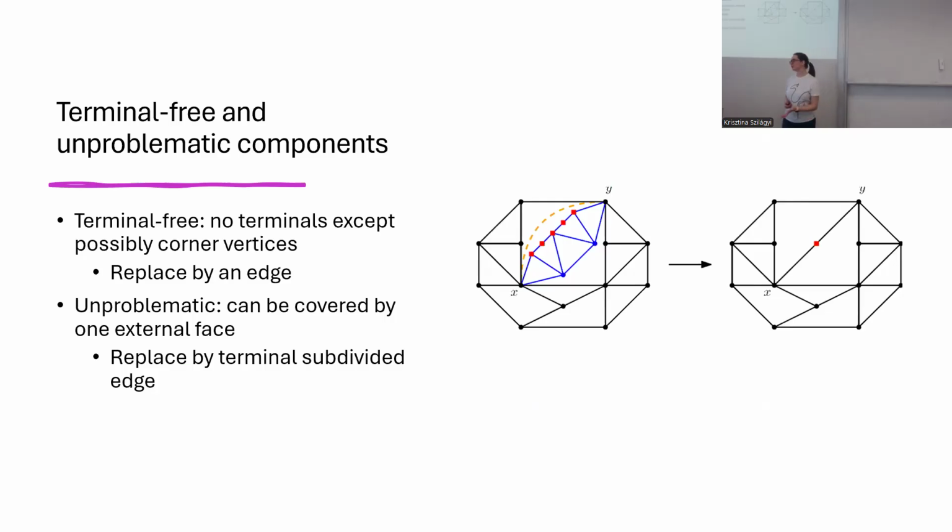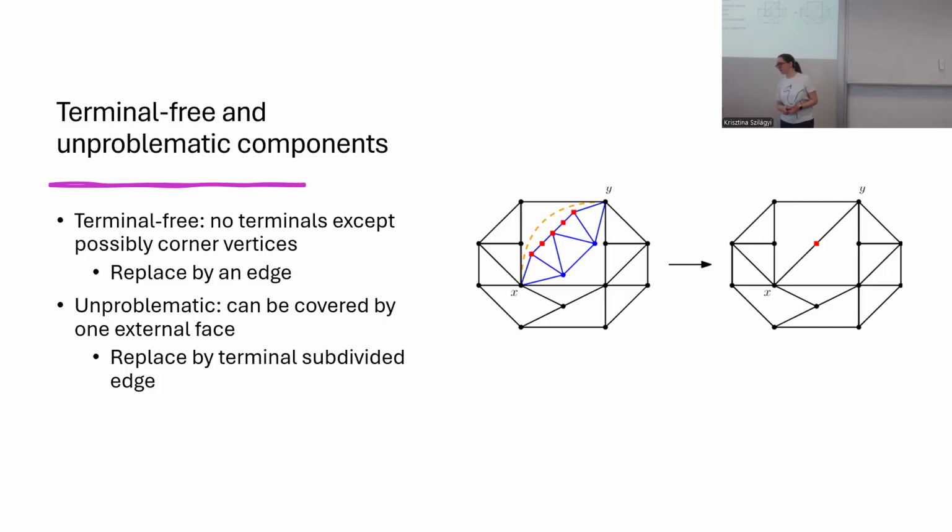So a terminal-free component, as you would expect, is a component that has no terminals except for possibly the corner vertices. And these are the most boring ones. We just replace them by a single edge, because the only thing that we care about is that this is something that is on the boundary of a face, and we cannot really erase it, because then we would merge some faces, which is not what we want. But it's enough to preserve that there is just this connection between these two corner vertices, and we don't care about anything else. So this is the easiest case.